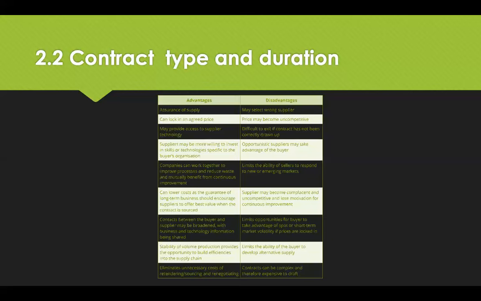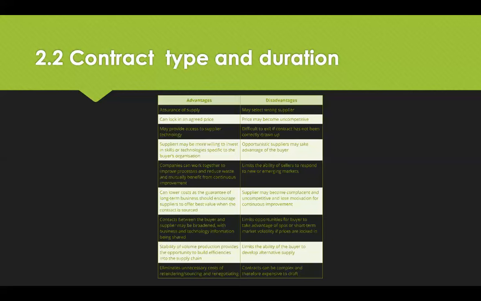You get the stability of volume production, and you can build in efficiencies into the supply chain, eliminating any unnecessary costs. But the downside is you could select the wrong supplier. Price may become uncompetitive. It's difficult to exit if the contract has not been correctly drawn up, and you lose these opportunistic suppliers. It might limit your ability to respond to new or emerging markets. Suppliers can become complacent and uncompetitive, losing motivation.